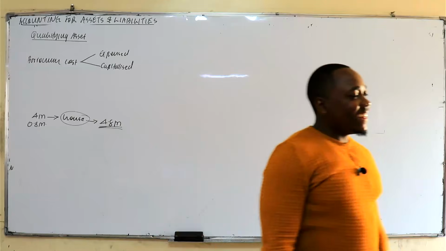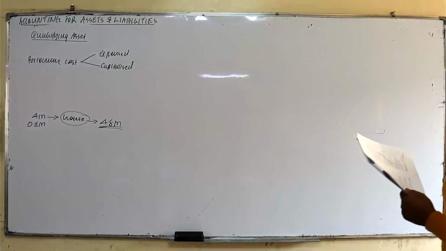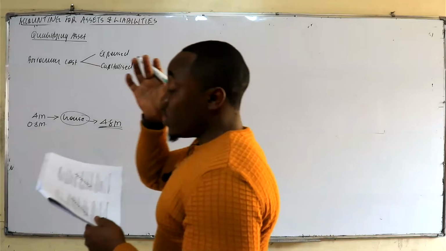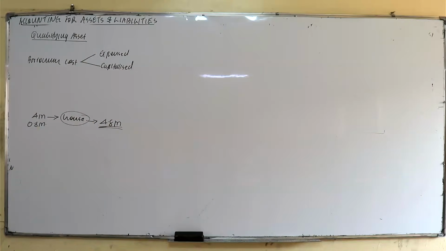Is there an asset acquired using the borrowed amount? Yeah, the borrowed amount, correct. A qualifying asset is an asset that necessarily takes a substantial period of time to get ready for its intended use or sale, or the asset acquired using the borrowed amount. What are examples of qualifying assets? I have listed them there.